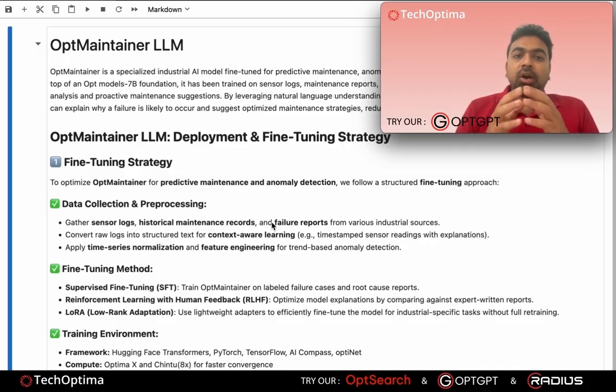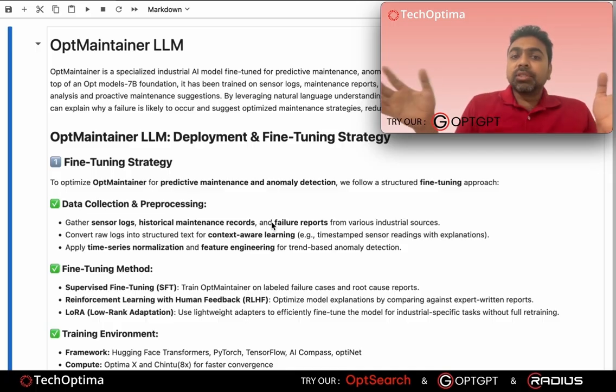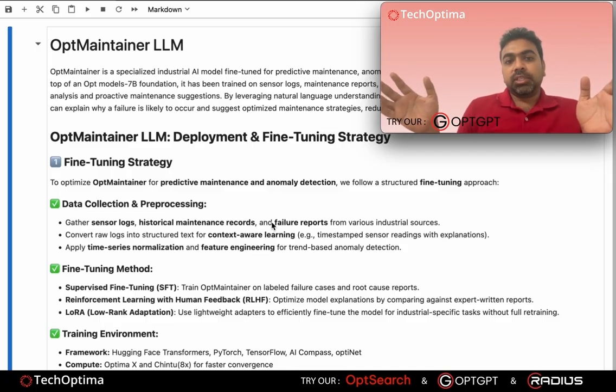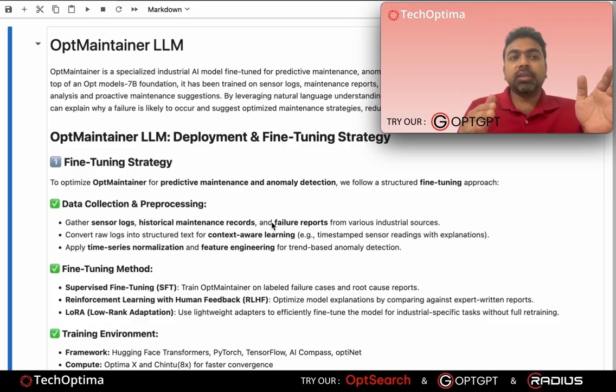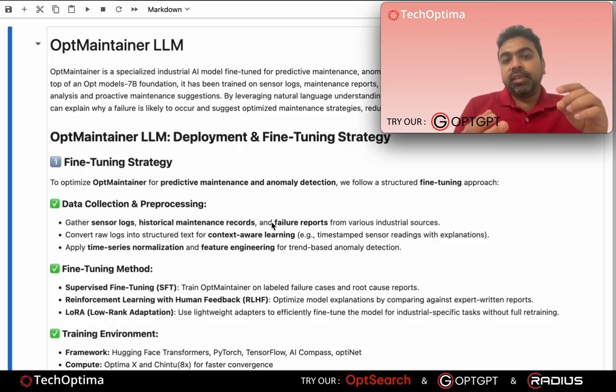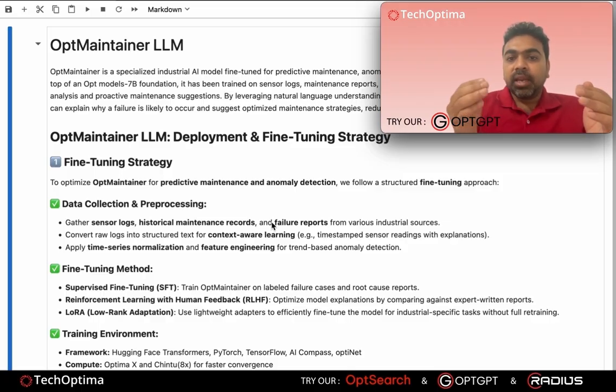And similarly with the Opt family models, whatever we were building was a foundational model which we first arrived at as OptGPT, and now we are fine tuning that particular model for different industries and in different ways. And today we are presenting OptMaintainer LLM.